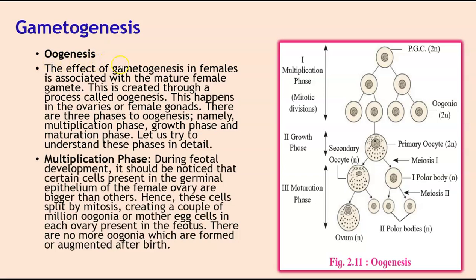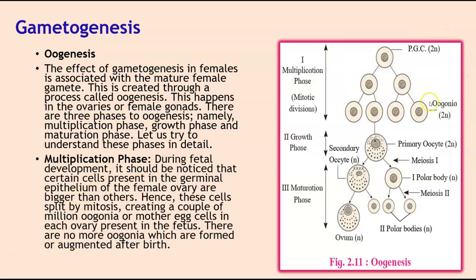Now, students, let us have a look at the process of oogenesis. Students, gametogenesis in females is associated with the mature female gamete. This is created through a process called oogenesis. This happens in the ovaries or the female gonads. Just as in spermatogenesis, this process is divided into three phases, that is the multiplication phase, growth phase and maturation phase. Let us try to understand these phases in detail.